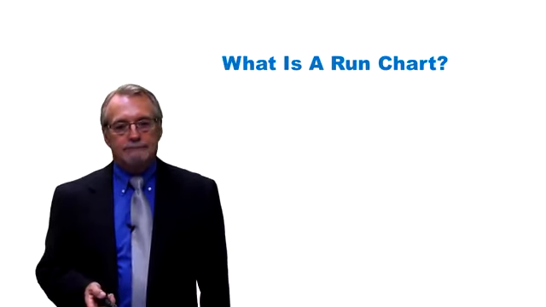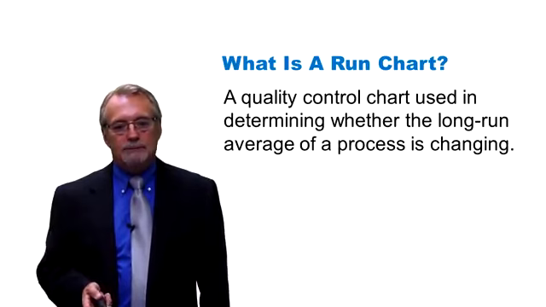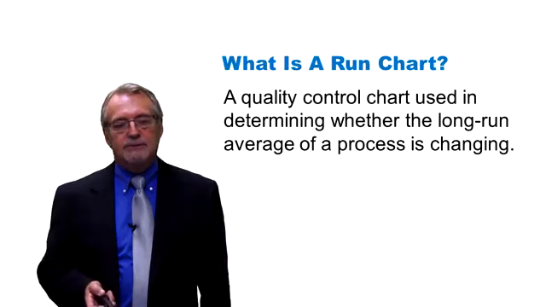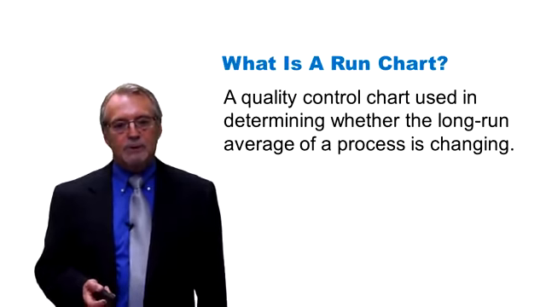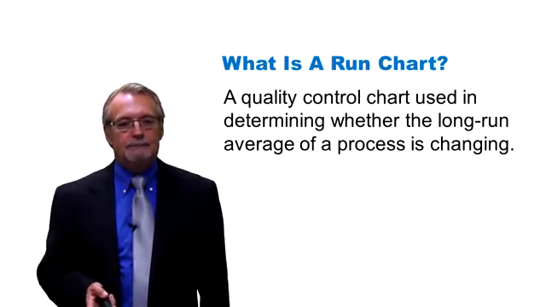What's a run chart? Well, it's a quality control chart. It's used to determine whether the long run average of something is working out, if a process is working the way it's supposed to, or if it's starting to change a little bit.